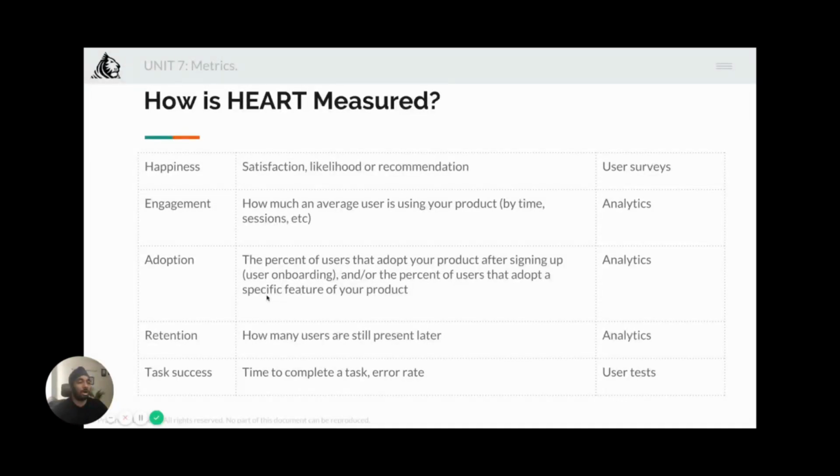R stands for retention. So how many users are still present later? So retention is typically defined in a certain time frame again. So retention within 1 hour would be pretty high, but retention within 1 week, 2 weeks, a month, 6 months would be very, very different, right? And that's why whenever you mention retention, you always speak in a certain time frame. So you say D30 retention, for example. So retention of the 30th day of this particular cohort, right?